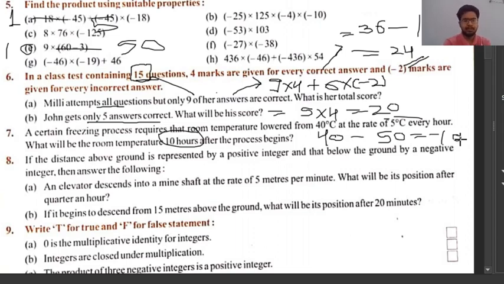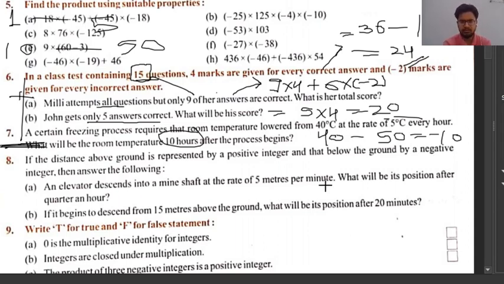Next, question number 8. If the distance above ground is represented by a positive integer, okay, this is our ground, and above the ground we represent positive. Now below ground we represent by a negative integer. Then answer the following: an elevator descending into a mine shaft at the rate of 5 meters per minute. What will be its position after a quarter of an hour?